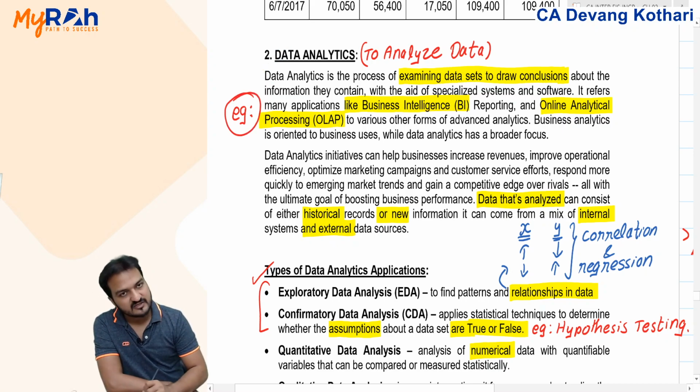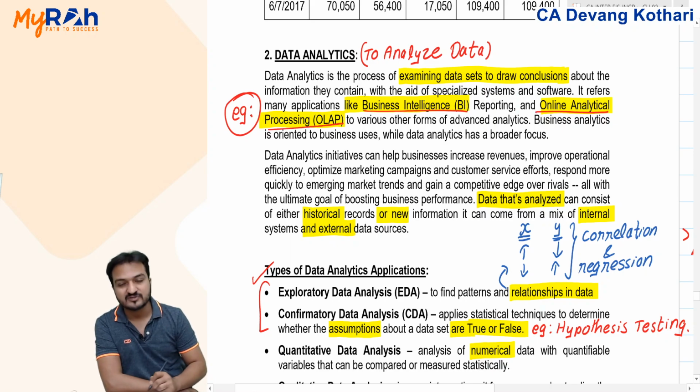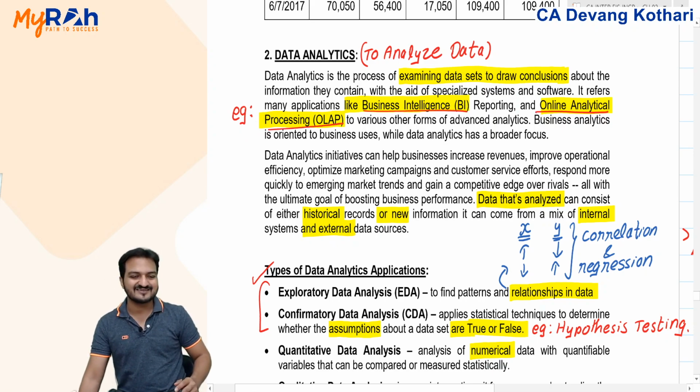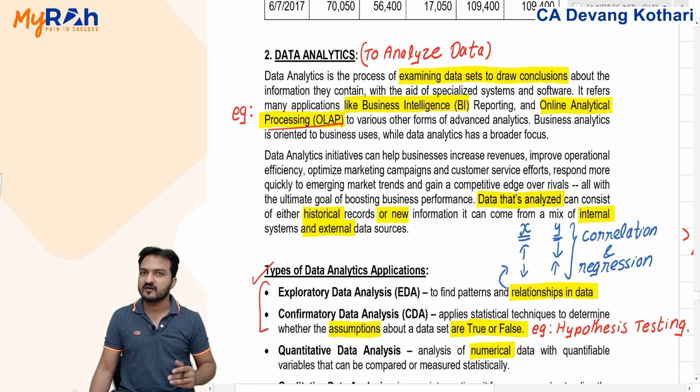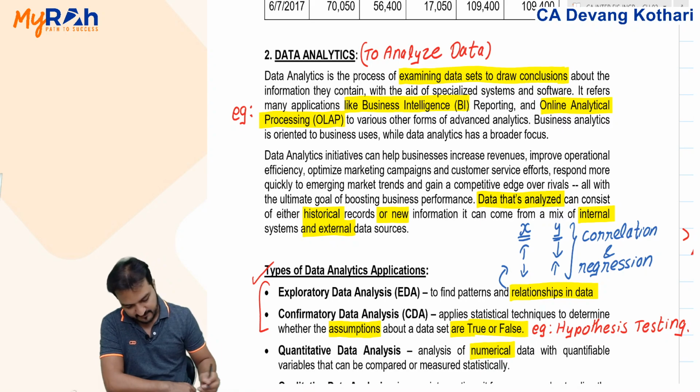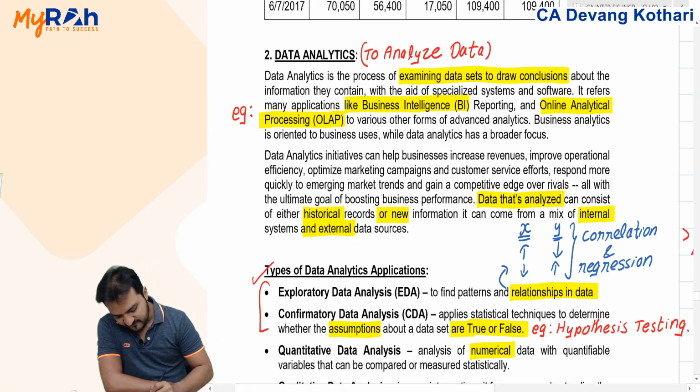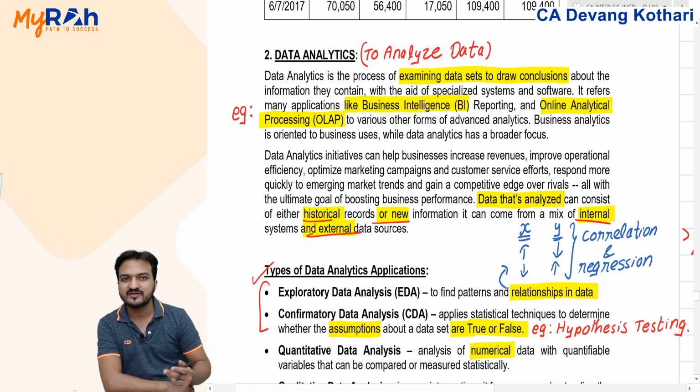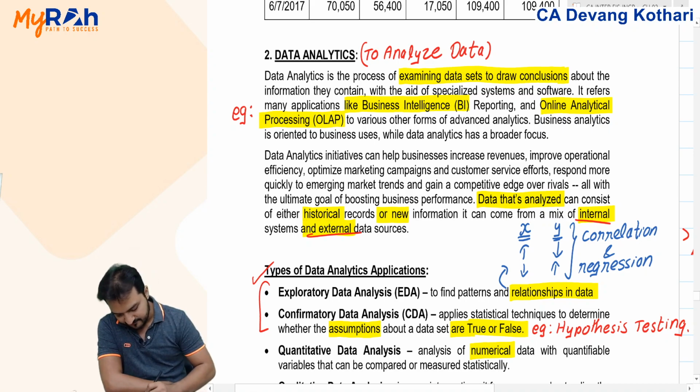Examples: business intelligence software, online analytical processing software. These are just certain examples of names of data analytics software. You just need to remember the names. Data can be analyzed, which can be historical or new data, internal or external data. All these types of data can be analyzed here.